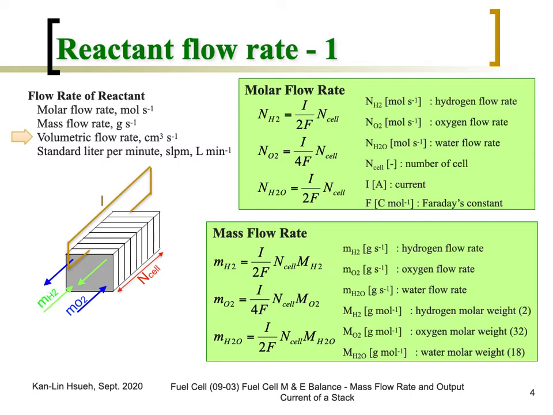And then for the volumetric flow rate, since all the fuel cells operate at a relatively lower temperature and lower pressure, all the gases can be treated as ideal gases. So we can calculate the volumetric flow rate from the molar flow rate, assuming all the gases are ideal gases.